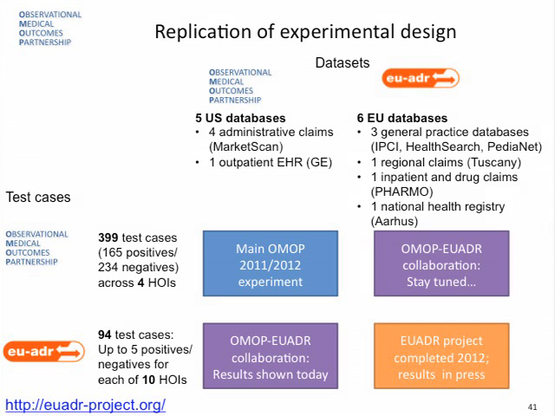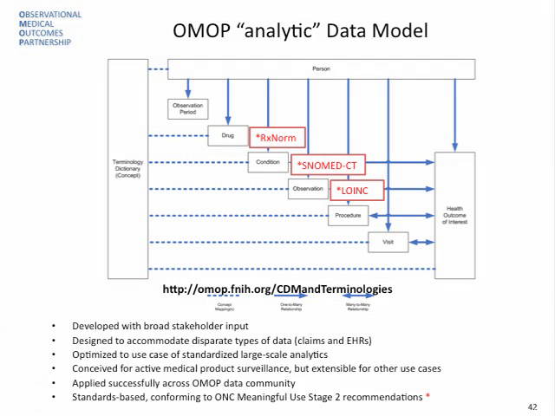And then we're also working to take the 399 test cases that OMOP developed, using the 4 health outcomes of interest definitions that we developed, and apply them to the EU-ADR databases. And hopefully we'll be able to get those results soon and see whether we're able to replicate this rather grand experiment in some ways in a completely independent data set, as well as replicating the experiments from EU-ADR in the OMOP data sets.